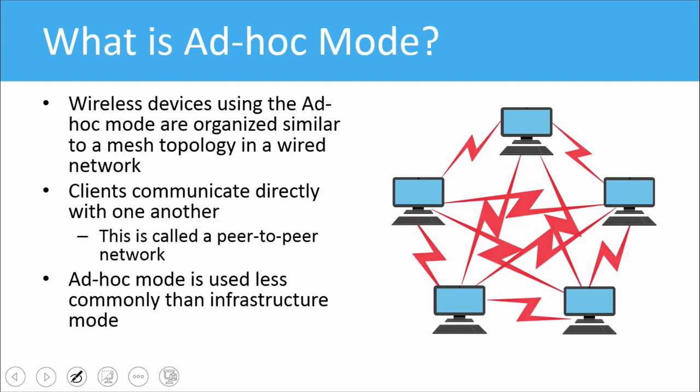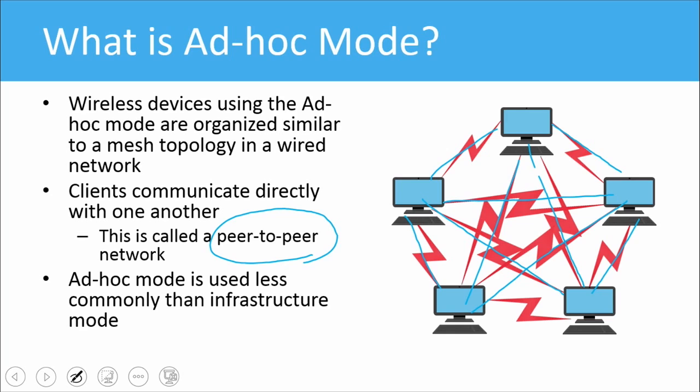Ad hoc mode is where devices are organized in something similar to a mesh topology. If you recall from when we were talking about the mesh topology, notice that every single device is connected to every other device in the topology, right? And of course, those red lightning bolts resemble wireless communication. Clients communicate directly with each other, and so this is an example of a peer-to-peer network like we talked about previously. Ad hoc mode is used less commonly than our next mode, which is infrastructure mode.